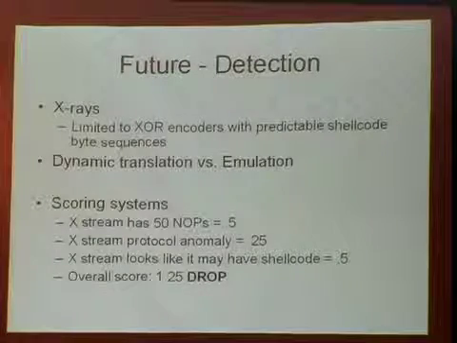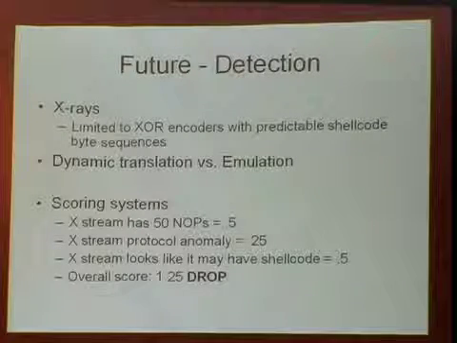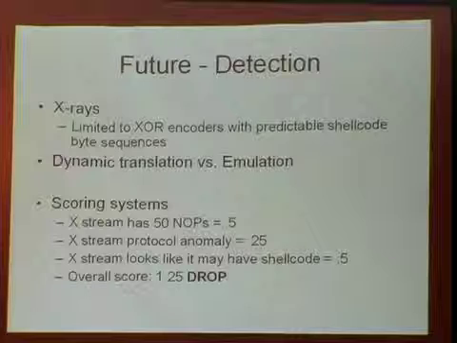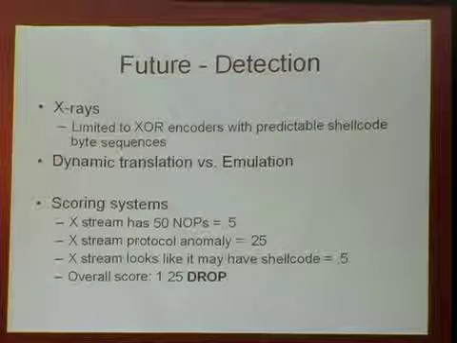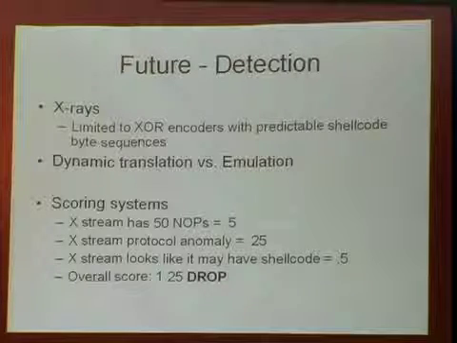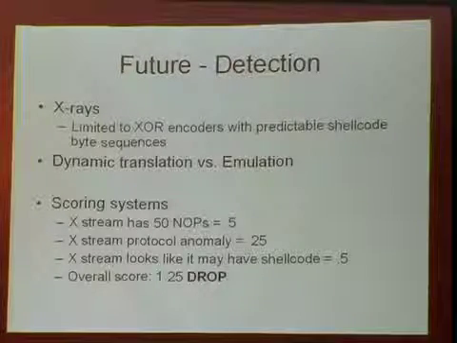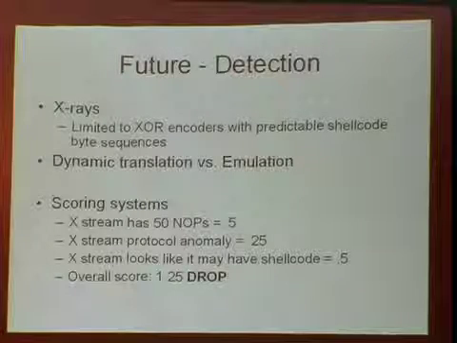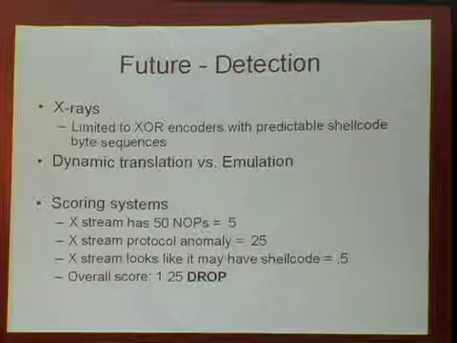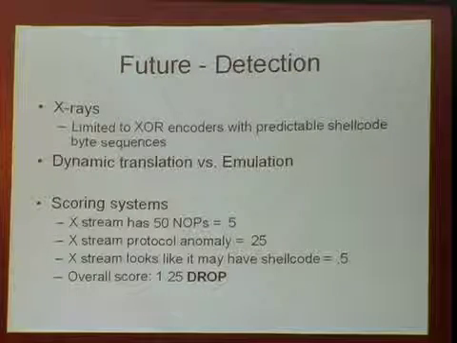So now that we've defeated all these polymorphic shellcode encoders, what's the future of detection? I'm going to skip over X-rays because I'm running low on time, and emulation. I may get back to that, but dynamic translation. Dynamic translation is essentially where a single program can understand assembly code, and it just follows the assembly code in a packet.